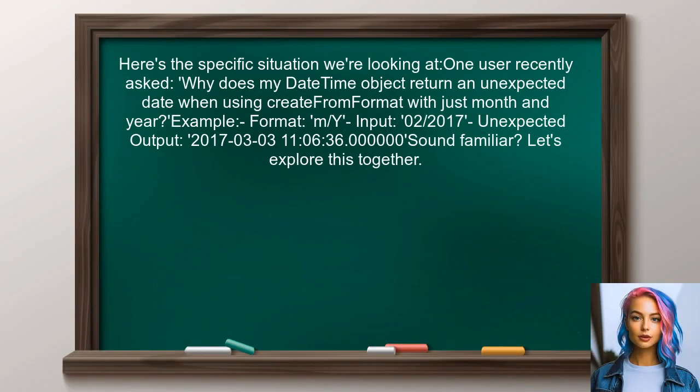Let's dive into the specific question at hand. One user recently asked, why does my DateTime object return an unexpected date when using createFromFormat with just month and year? They provided an example where they used the format m/y, but got a date that seemed off. Sound familiar? Let's explore this together.